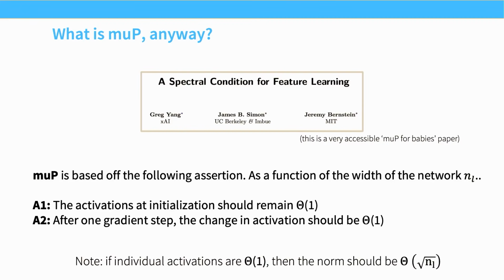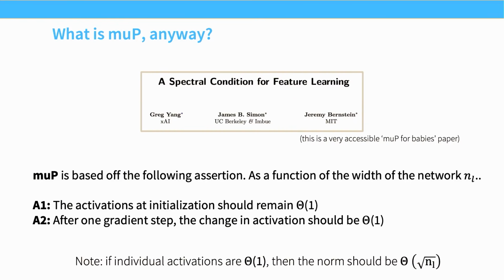But anyway, returning to this paper, the core idea of mu-p is based off of two assertions. And this is a very physicist way of thinking about this. So if I make my network big, let's say I'm only changing the width for now, I'm going to assert two invariants that should hold as I do the scaling limit.